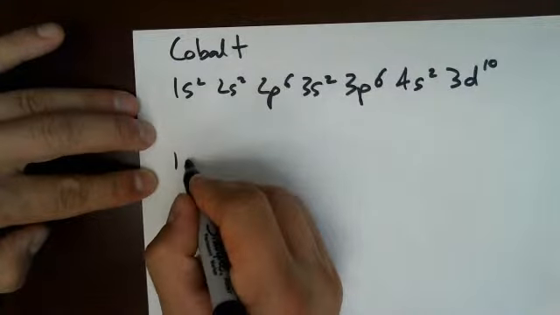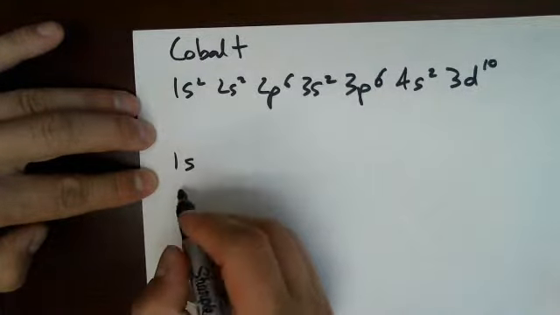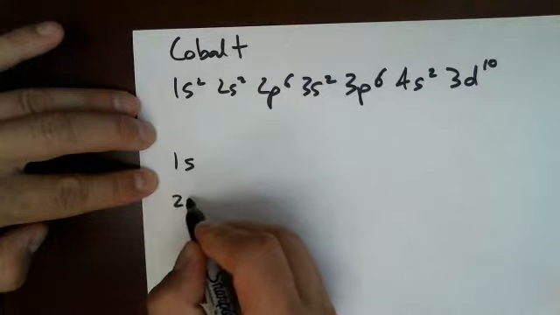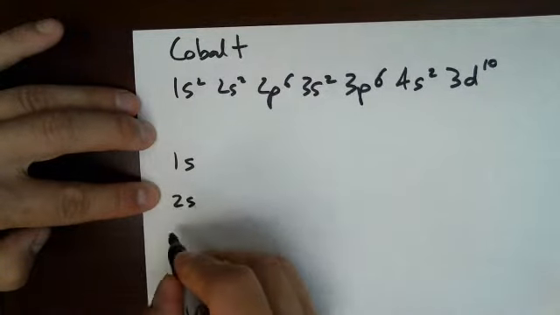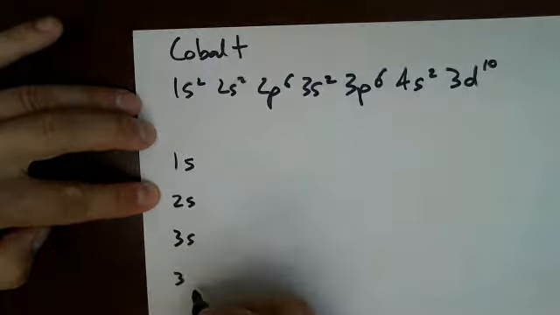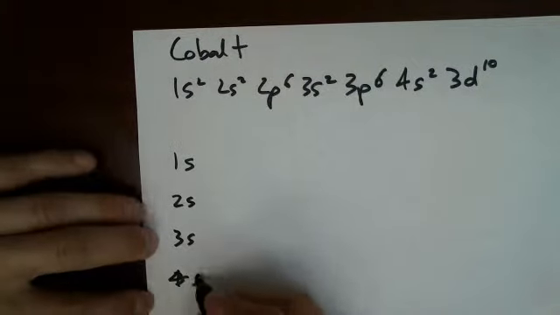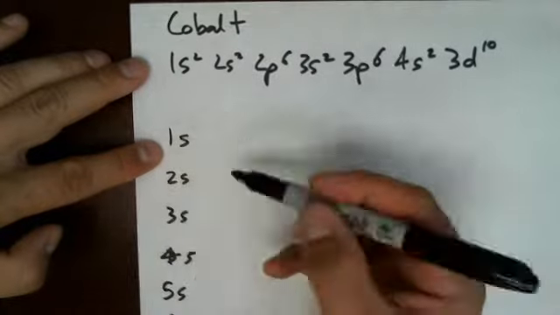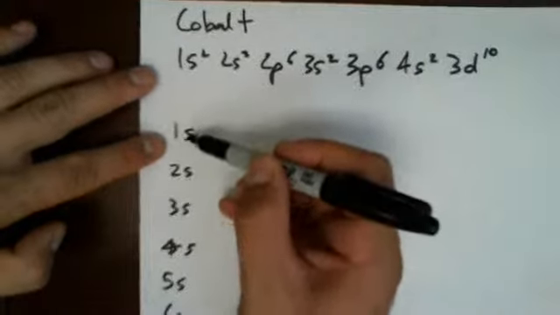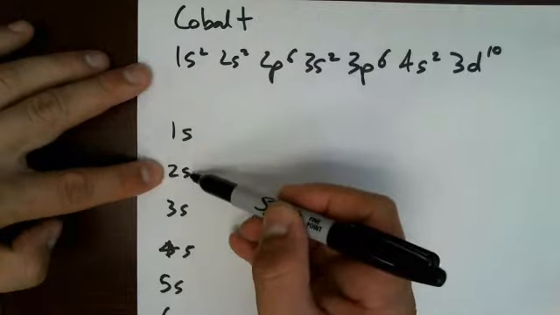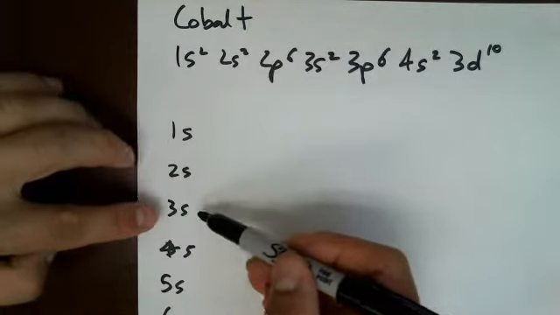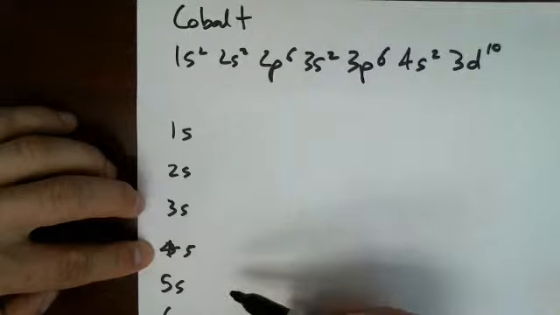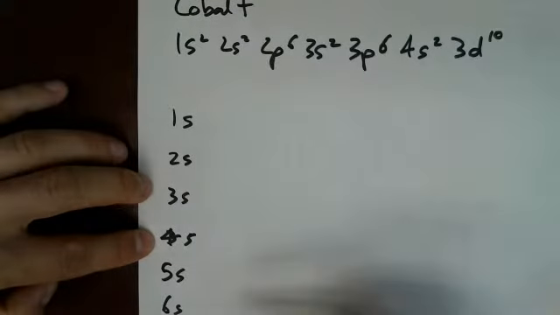Is if you look at the 1s and then 2s, 3s, 4s, 5s, 6s, 7s, and then we go on to the p orbitals. And so each time, in order to have a p orbital, you have to be in the 2nd row. In order to have a d orbital, the d orbitals start in the 3rd row. In order to have the f orbital, which your book will mention, you have to start in the 4th row.